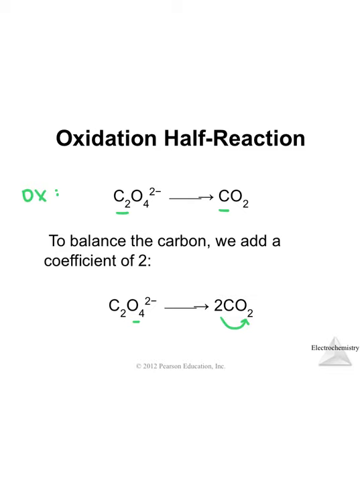But I can see that on the reactant side, I have a -2, and on my product side, it's neutral. So I need that to balance. So what I'm going to do is balance by adding electrons. So if I have -2 on the reactant side, I need to add 2 electrons to the product side to make that side -2 as well. So this is my balanced oxidation half reaction.